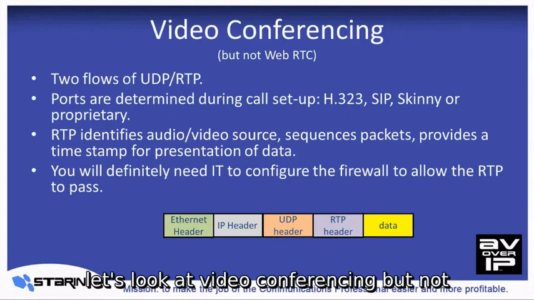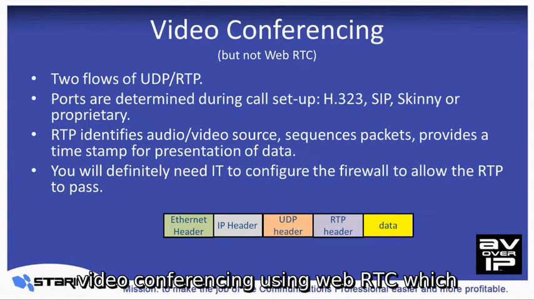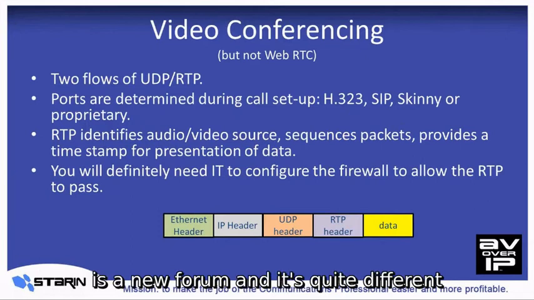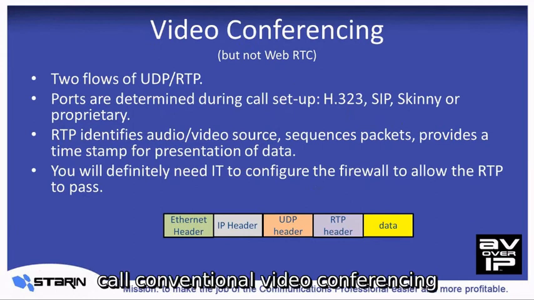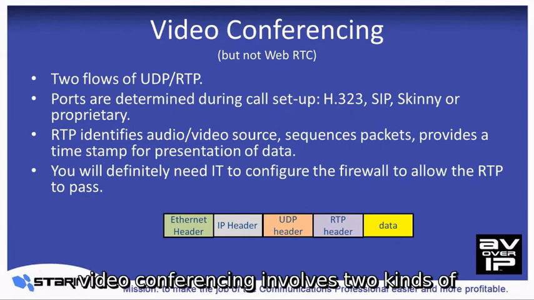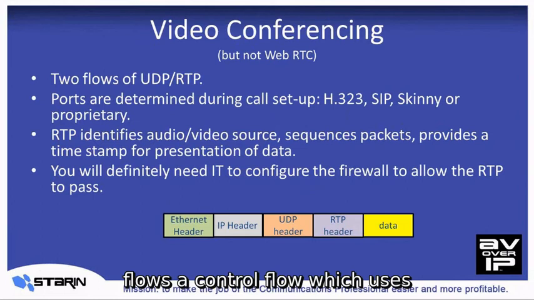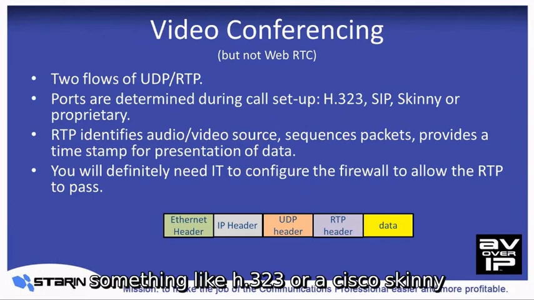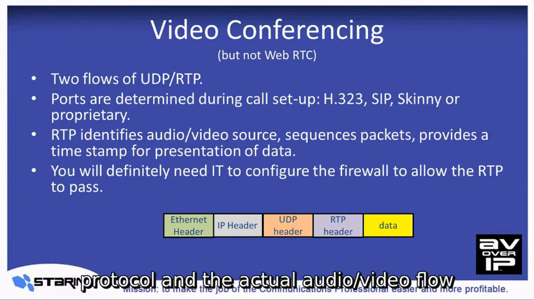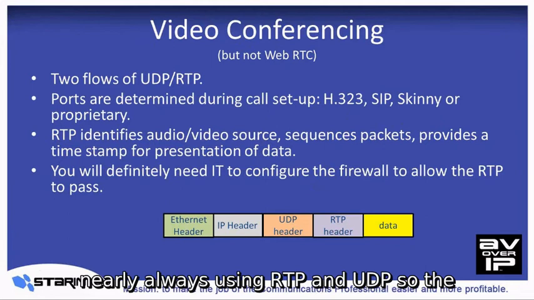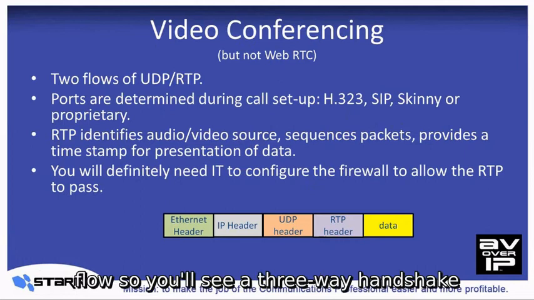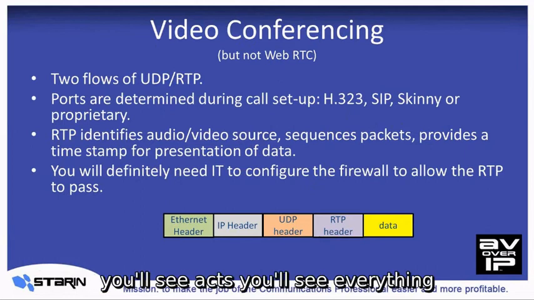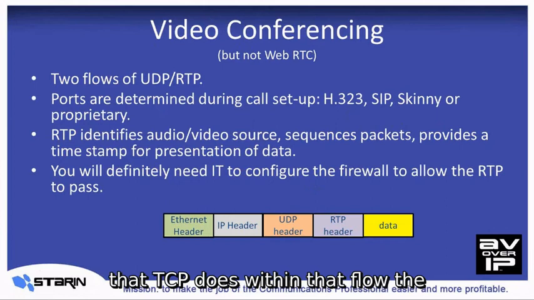So let's look at video conferencing, but not video conferencing using WebRTC, which is a new form and is quite different from this. We're talking about what I would call conventional video conferencing. Video conferencing involves two kinds of flows. A control flow, which uses something like H323 or Cisco Skinny protocol, and the actual audio-video flow, nearly always using RTP and UDP. So the control session is almost always a TCP flow. So you'll see a three-way handshake, you'll see an ACK, you'll see everything that TCP does.